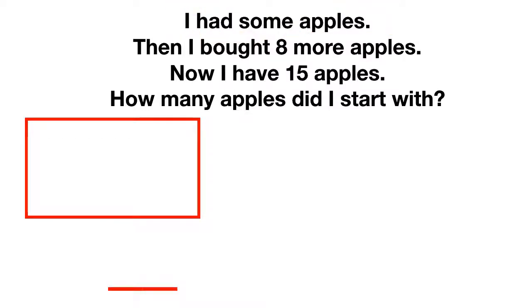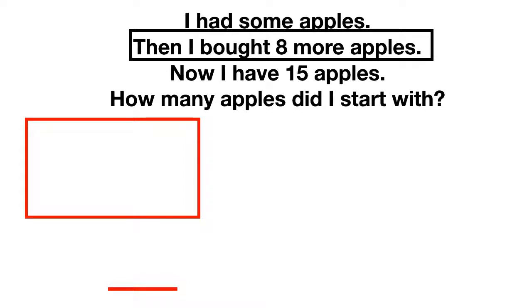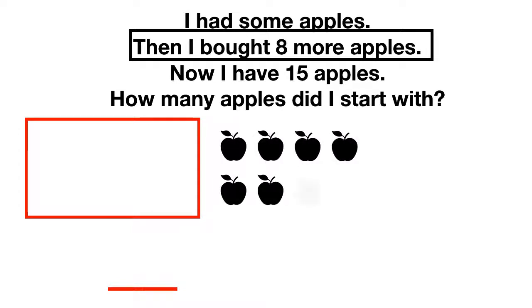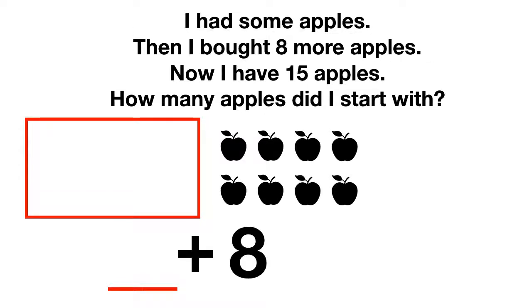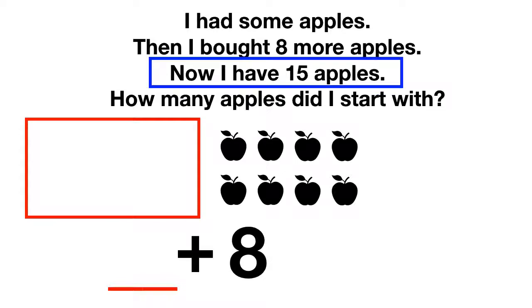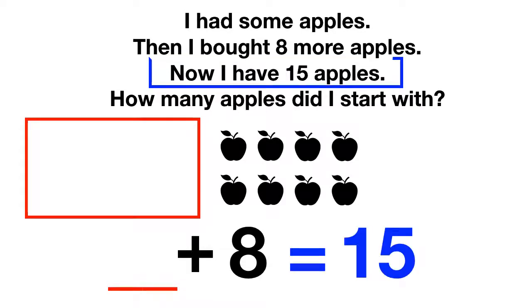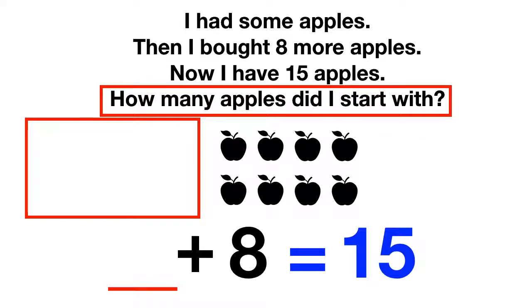Next, the problem says, then I bought 8 more apples. Well, if I'm buying more apples, I can show that I'm getting 1, 2, 3, 4, 5, 6, 7, 8 more. What type of math should I show? Well, because I'm getting more, I should show that I'm adding 8 apples. Next, the problem says, now I have 15 apples. This means that altogether, my number sentence needs to equal 15. Finally, the problem says, how many apples do I start with?